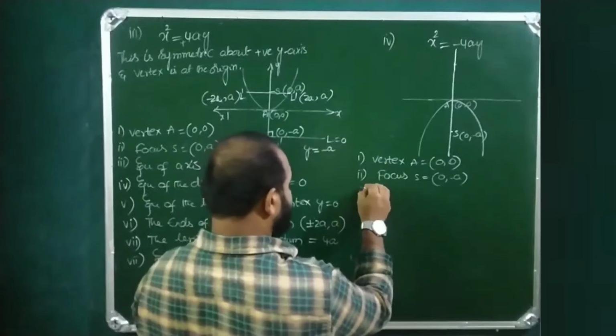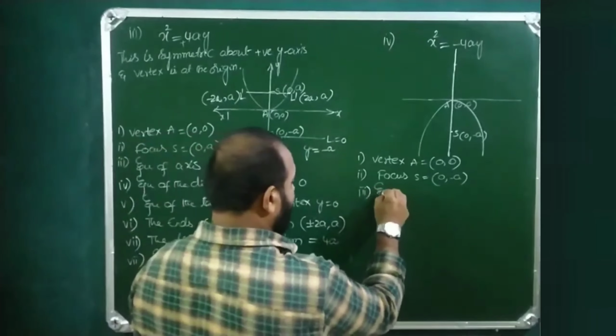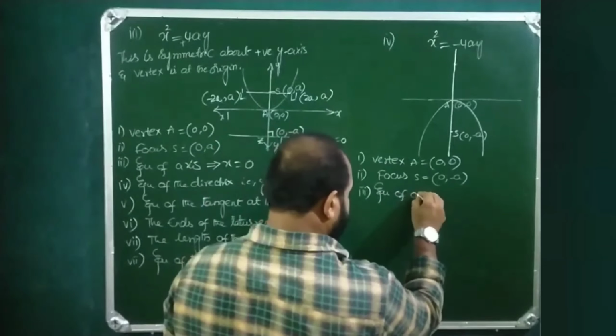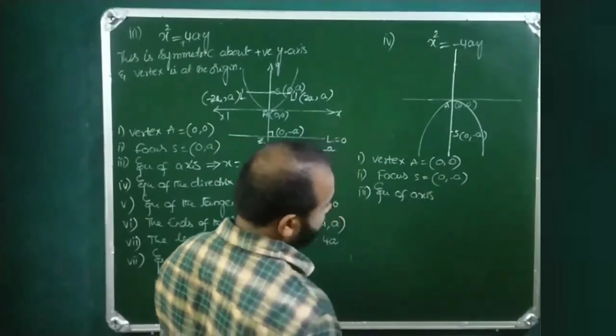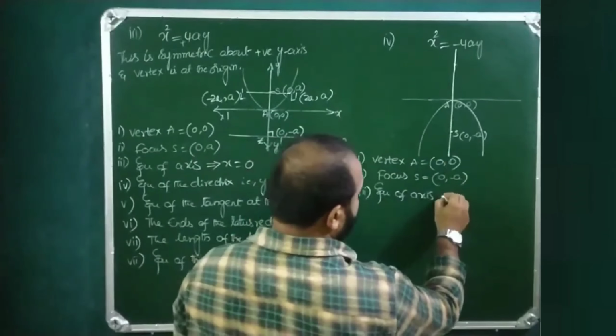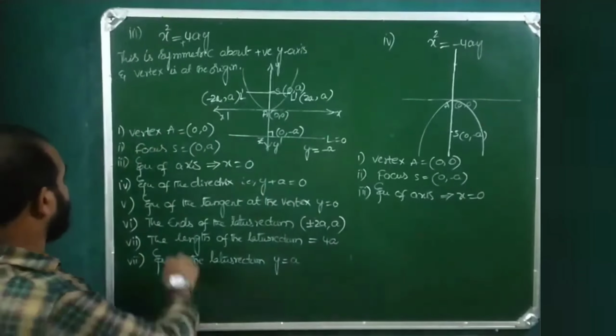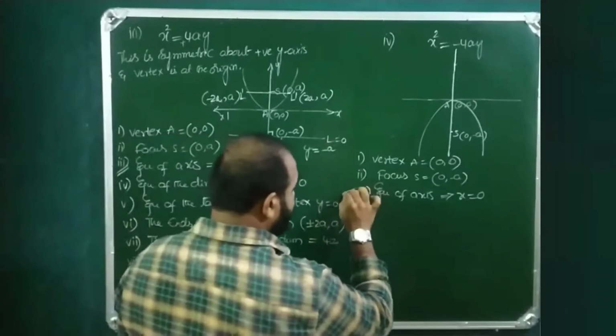The third one is the equation of the axis, or principal axis. What is the principal axis here? The y-axis. The equation of the y-axis is x equals to 0. So this and this are not going to change.